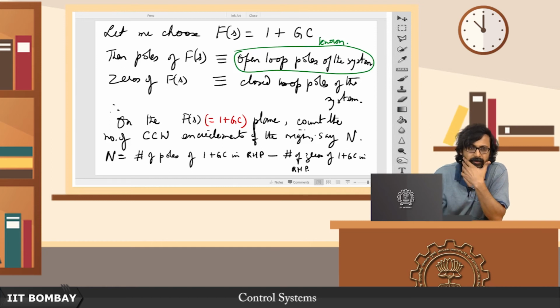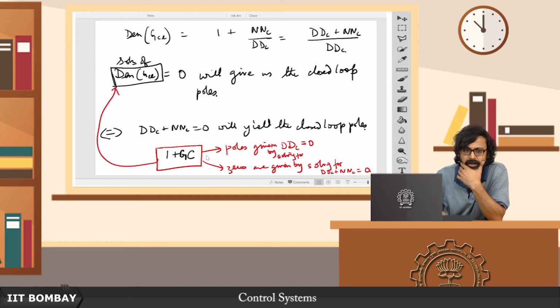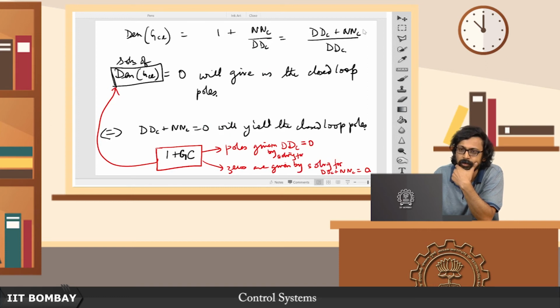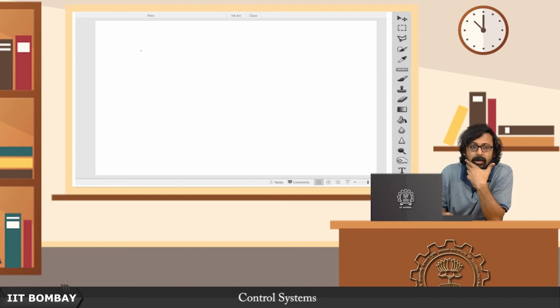As we have already seen here, this 1 plus GC is nothing but D_D D_C plus N_D N_C by D_D D_C. So if you equate D_D D_C plus N_D N_C equal to 0, that is going to give you precisely the closed loop poles. If you equate D_D D_C equal to 0, that is going to give you precisely the open loop poles. So therefore I have this big claim now.